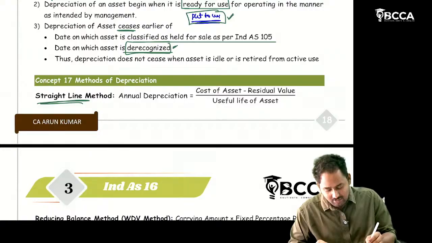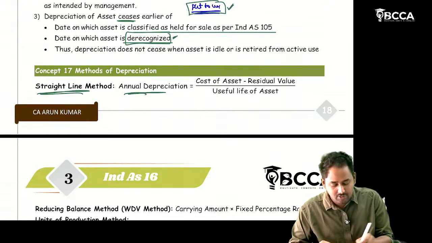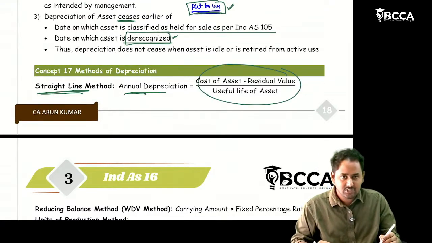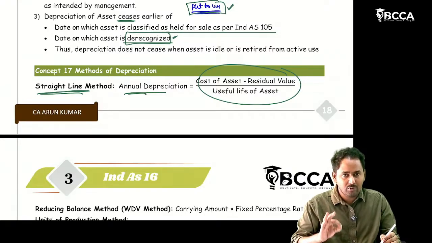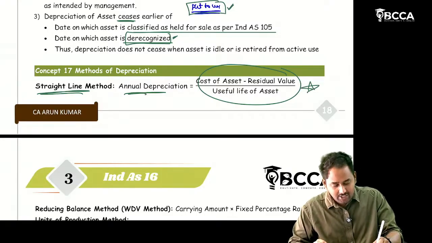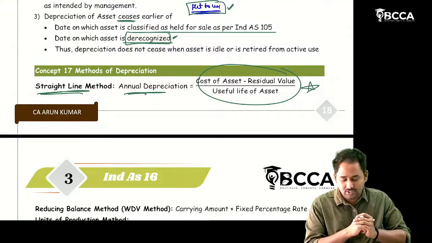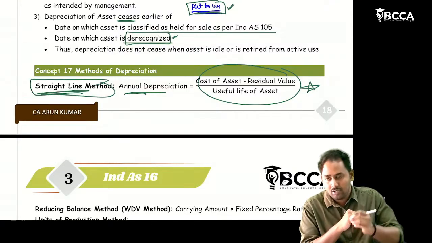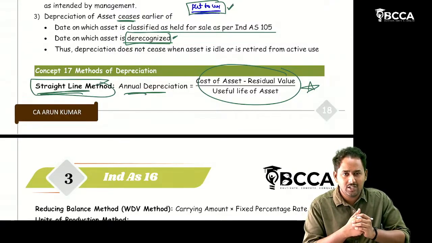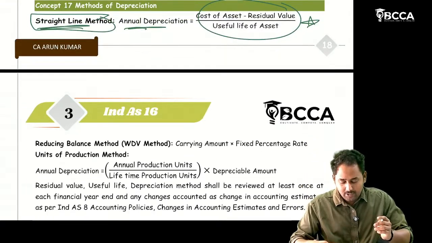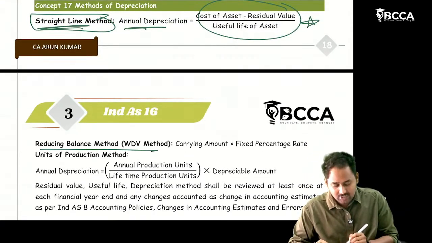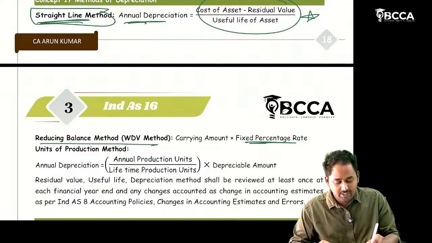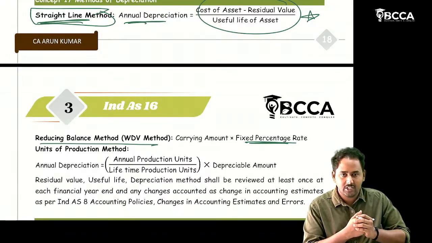Straight line method: annual depreciation equals cost of the asset minus residual value, divided by useful life of the asset. For our entire discussion, most of the problems are based on this straight line method. Of course, one problem depends on the written down value method, the reducing balance method. They will provide a fixed percentage. We can provide the depreciation as a fixed percentage of the carrying amount. Okay.